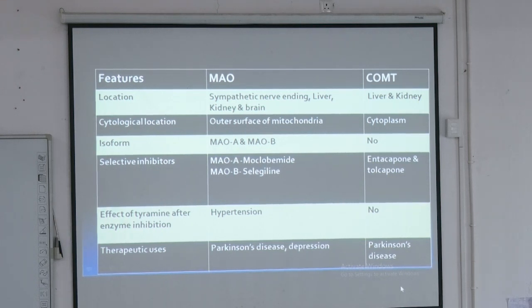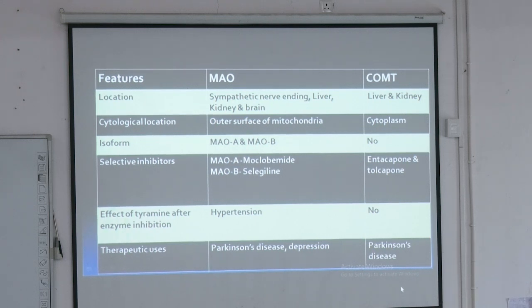Now we can see that location is not very important. I am showing only the important part. Isoform: there are two isoforms here, MAO A and MAO B, and there is no separate isoform for the COMT enzyme. Next is the effect of tyramine after enzyme inhibition.